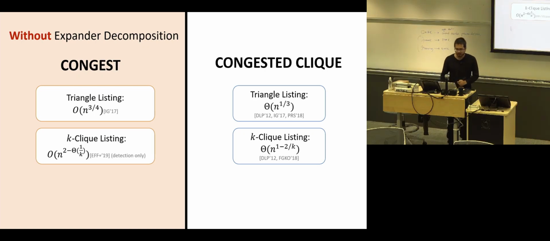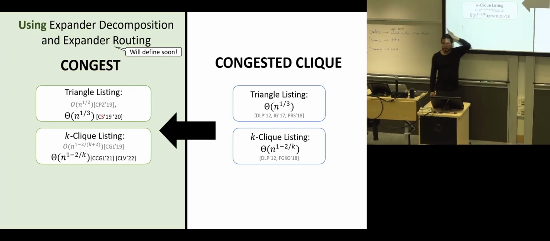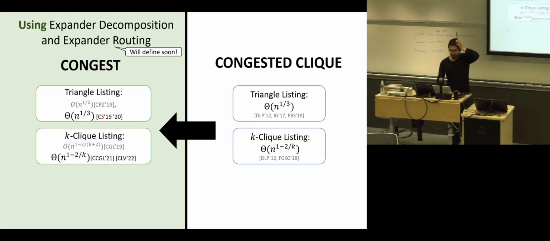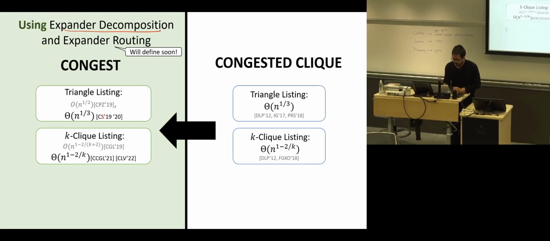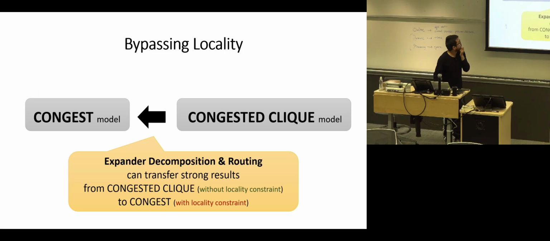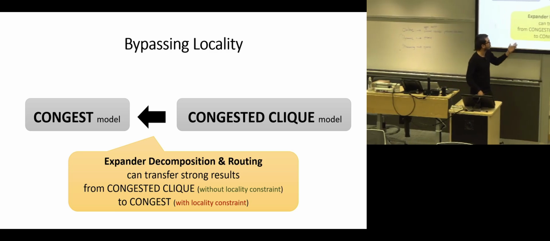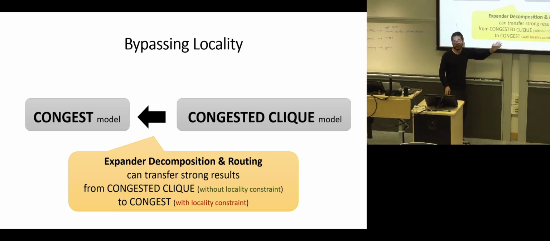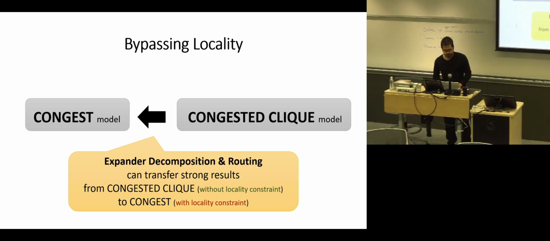But then it turns out that with expander decomposition, you can make it fast. Basically match the time for congested clique. And it uses both expander decomposition and something called expander routing. Okay. So the point is that this technique is also useful to basically transfer strong results from congested clique to CONGEST. That's the message. Okay.